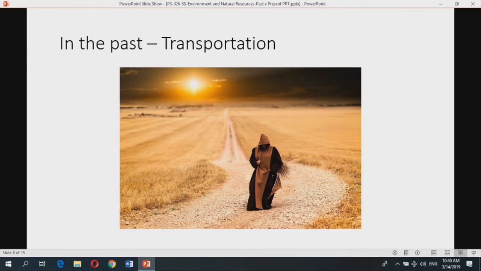In the past, transportation. Transportation. Yes. Look at this person here. How are they traveling? Walking. In the past, maybe, let's see, 200 years ago, did they have cars? No. Did they have motorbikes? Planes? No. So people had to walk. Or maybe they would use horses. People would ride horses. But mainly they would travel by walking. So in the past.